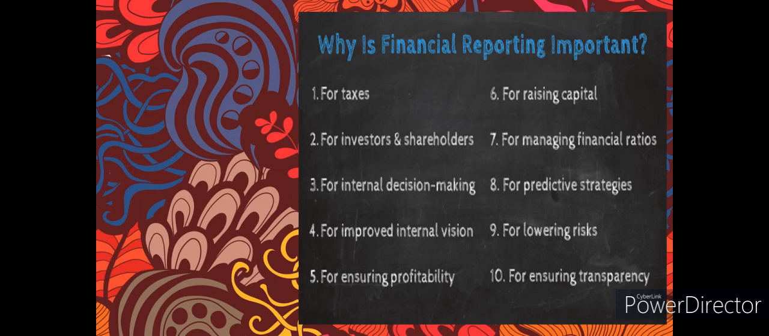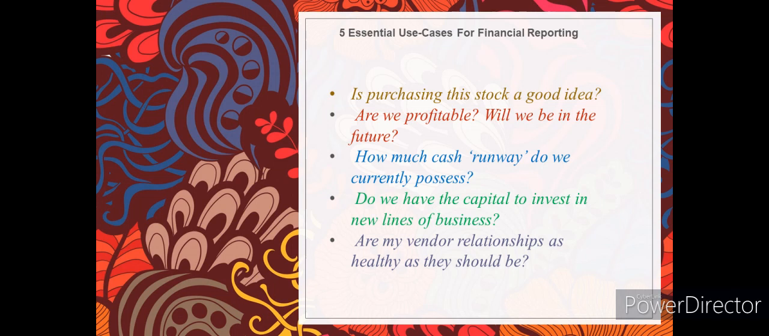So these are the basic or very important features of financial reporting. For financial reporting, the company has to prepare the financial statements. They have to collect all the information regarding the finances. Now, what are the essential uses in case of financial reporting?